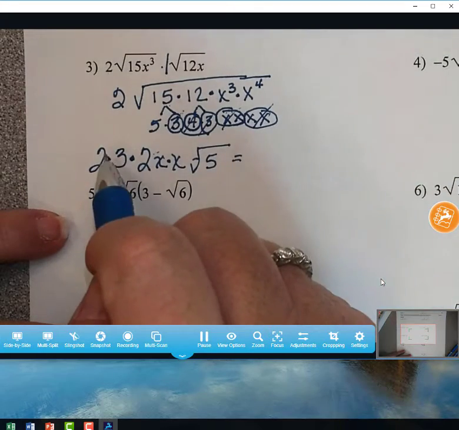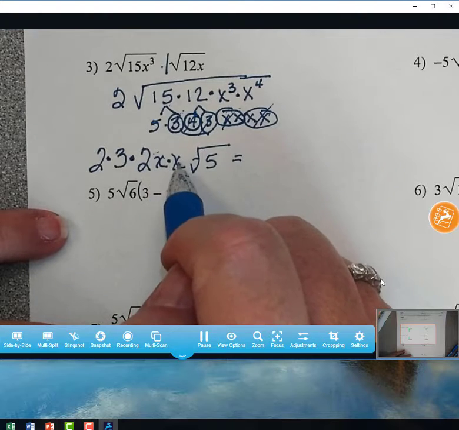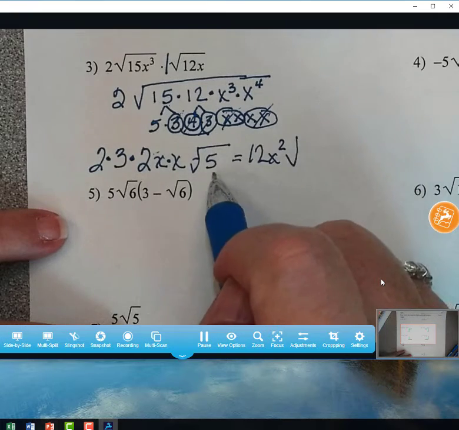So then when I simplify this, I'm going to have 2 times 3, which is 6, times 2, which is 12, times x, which is x squared. So 12x squared, and then the square root of 5.